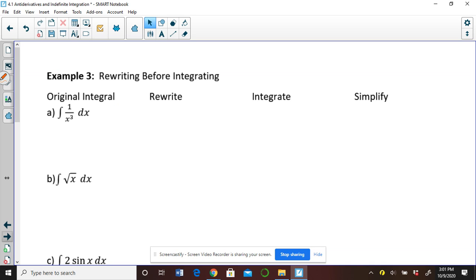So just like we did with derivatives, we're going to take some time to rewrite, find the antiderivative, and then simplify. I think I will cut this video and start a new one for this process.